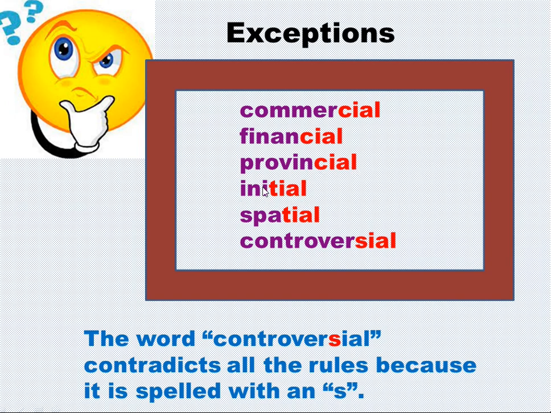Initial. I is a vowel, but we have to write tial because it is an exception. It is the thing in English. So spatial. A is a vowel, but we write it as tial. Controversial. The word controversial contradicts all the rules because it is spelled with an S. Here not C-O-T, it is an S. Controversial. Okay, we write the word controversial like this. So go through these exceptions. You have to memorize these words.